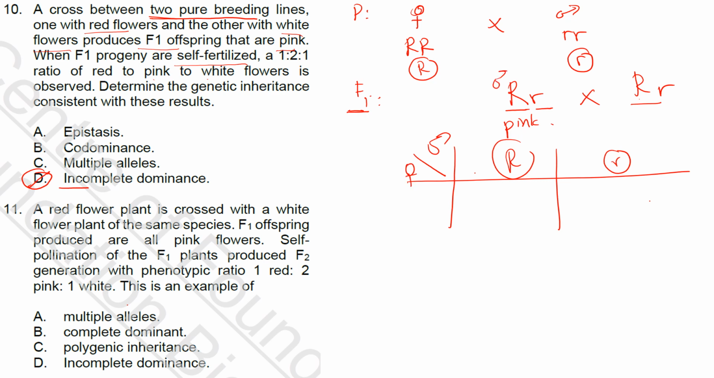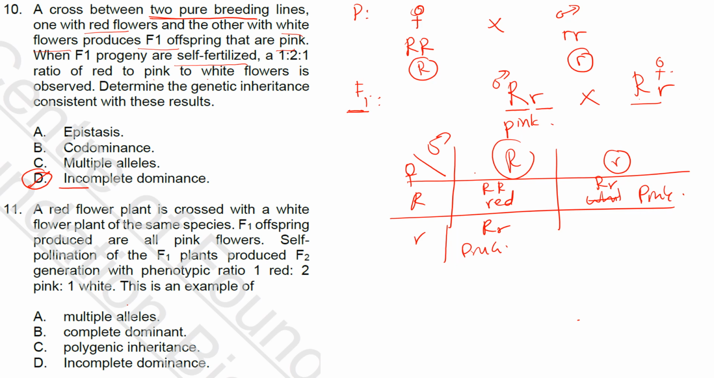Okay, this is the male, for example, and this is the female parent. Capital R, small r: capital R would produce red, capital R small r would produce pink, and capital R small r pink as well. And then the other one is small r, which is white.